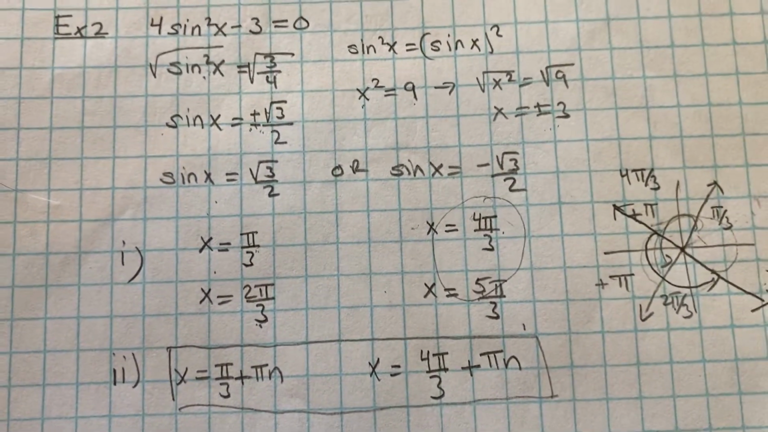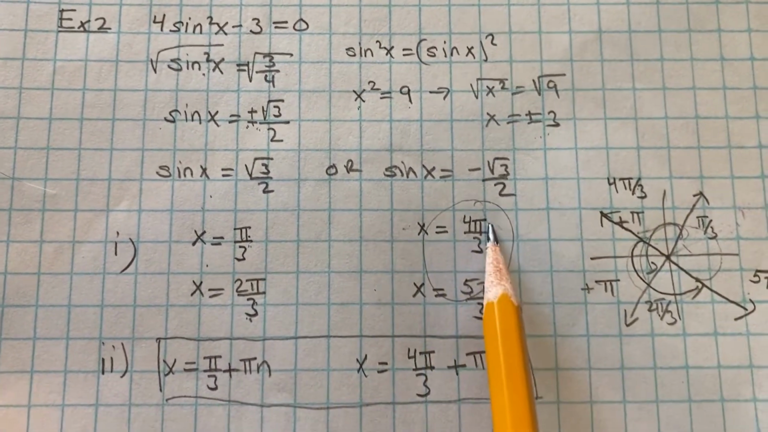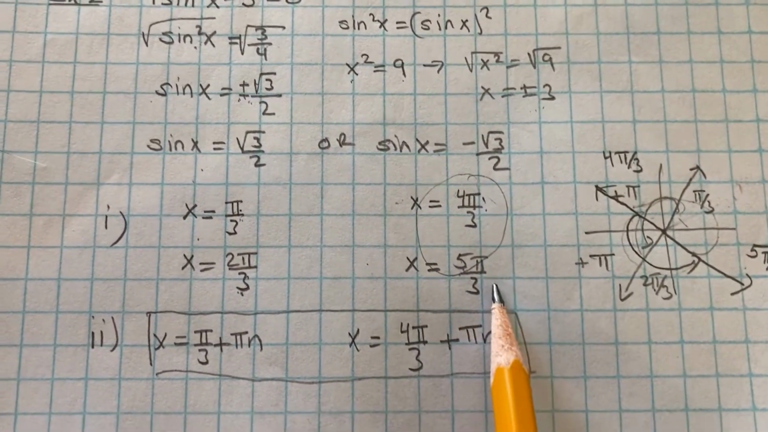Okay, so this would be the general solution to this particular equation. Now, if you write pi over 3 plus 2 pi n, 2 pi over 3 plus 2 pi n, 4 pi over 3 plus 2 pi n, 5 pi over 3 plus 2 pi n, is that wrong? It's not wrong.